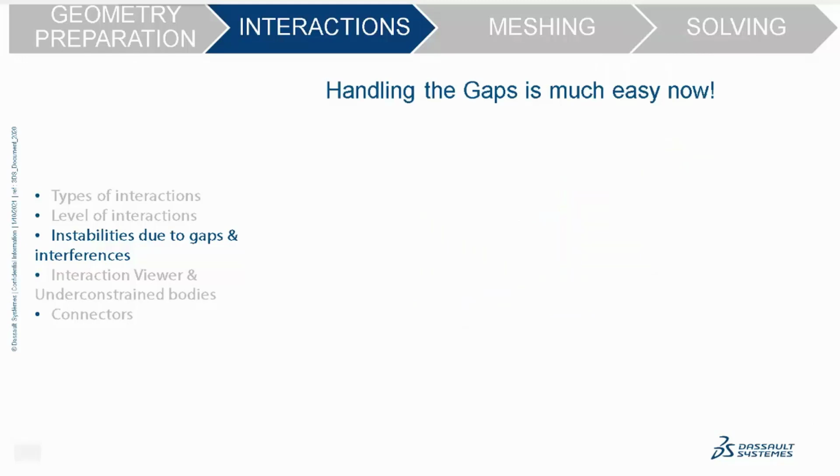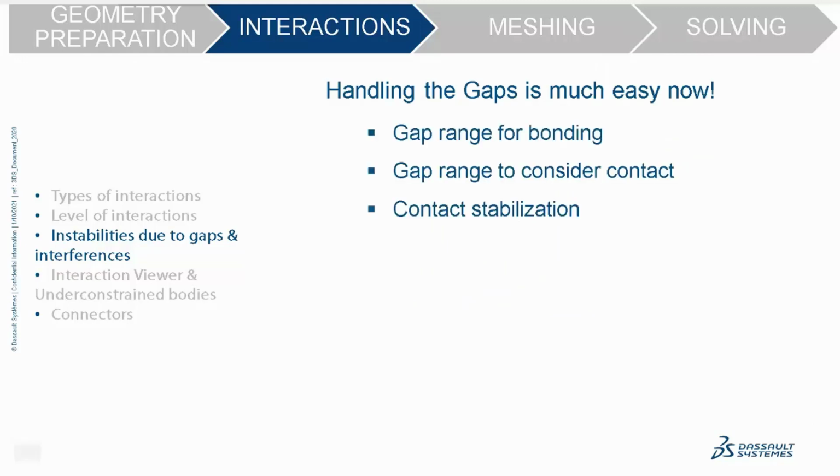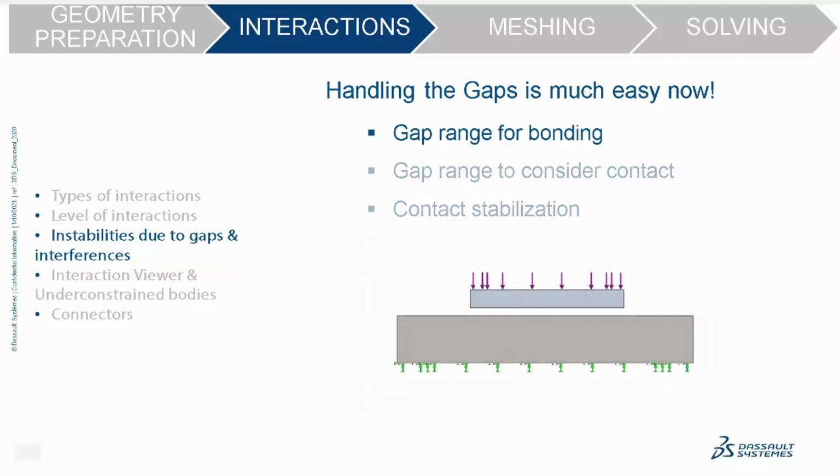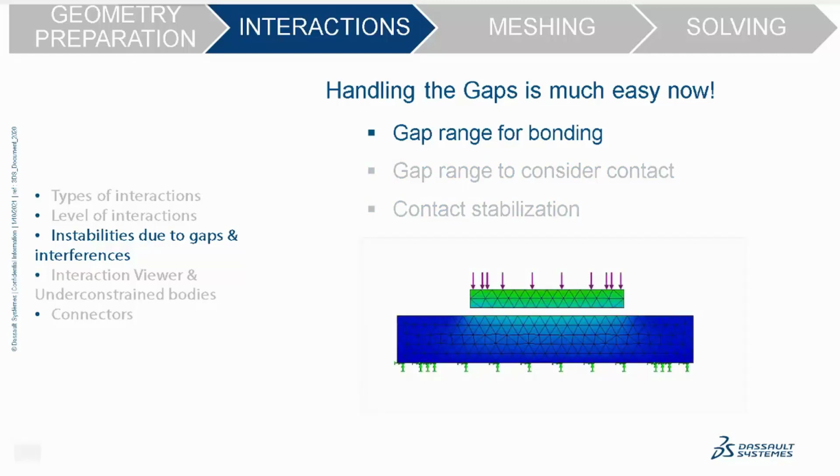I would say that handling the gaps is much easier in 2021. Version 2021 introduces three parameters: gap range for bonding, gap range to consider contact, and contact stabilization to efficiently deal with the gaps. Gap range for bonding: if you want to treat the two components as bonded together by ignoring the actual gap, then you can specify the intended gap value as the gap range for bonding.